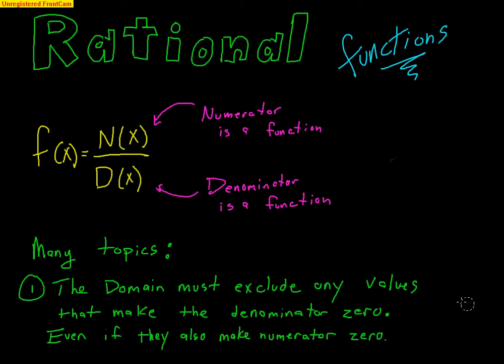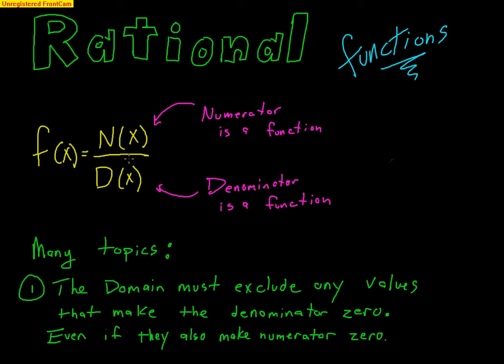Alright, this video is over rational functions. So a rational function is just like a rational number. Remember, a rational number is a number that can be written as a fraction. So a rational function is a function that has a numerator and has a denominator. So we have a numerator that is a function, and we have a denominator that is a function. So both of them are functions.